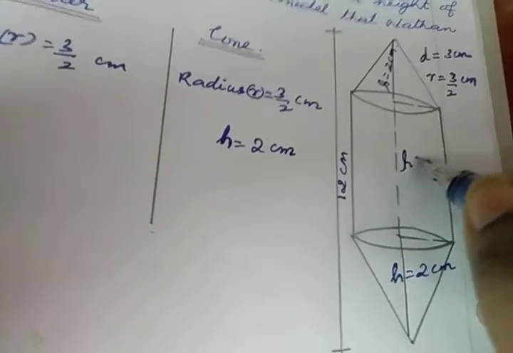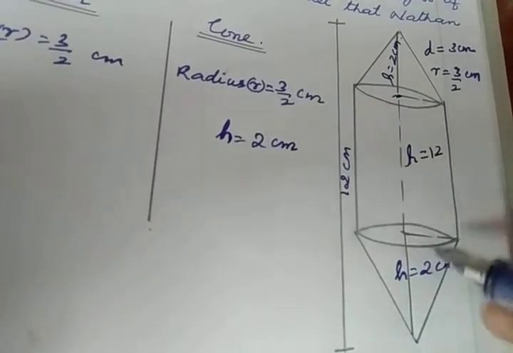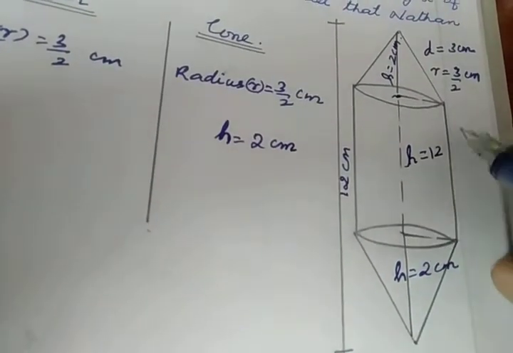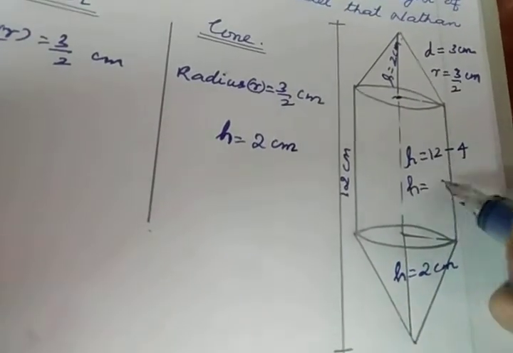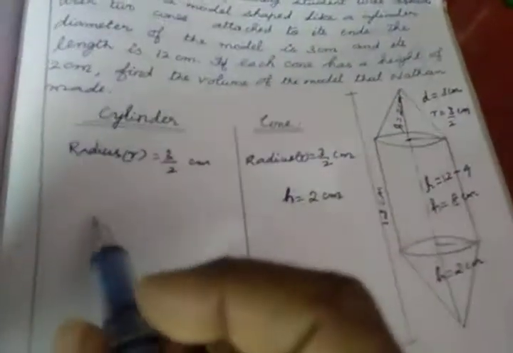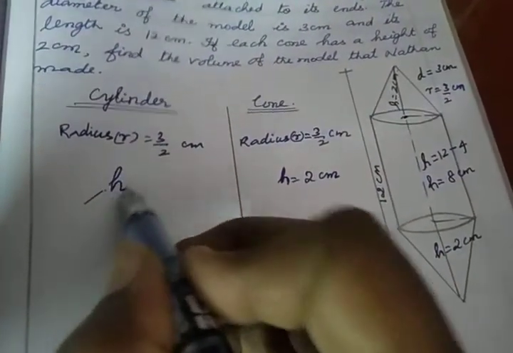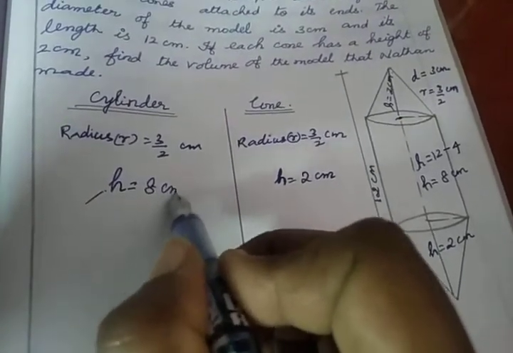Height of the cylinder is equal to 12. From this part to this part alone is the height of the cylinder. So 12 minus 4, I'll get 8 centimeter. All the calculations must be done here itself in the picture, okay. So height of the cylinder is 8 centimeter.